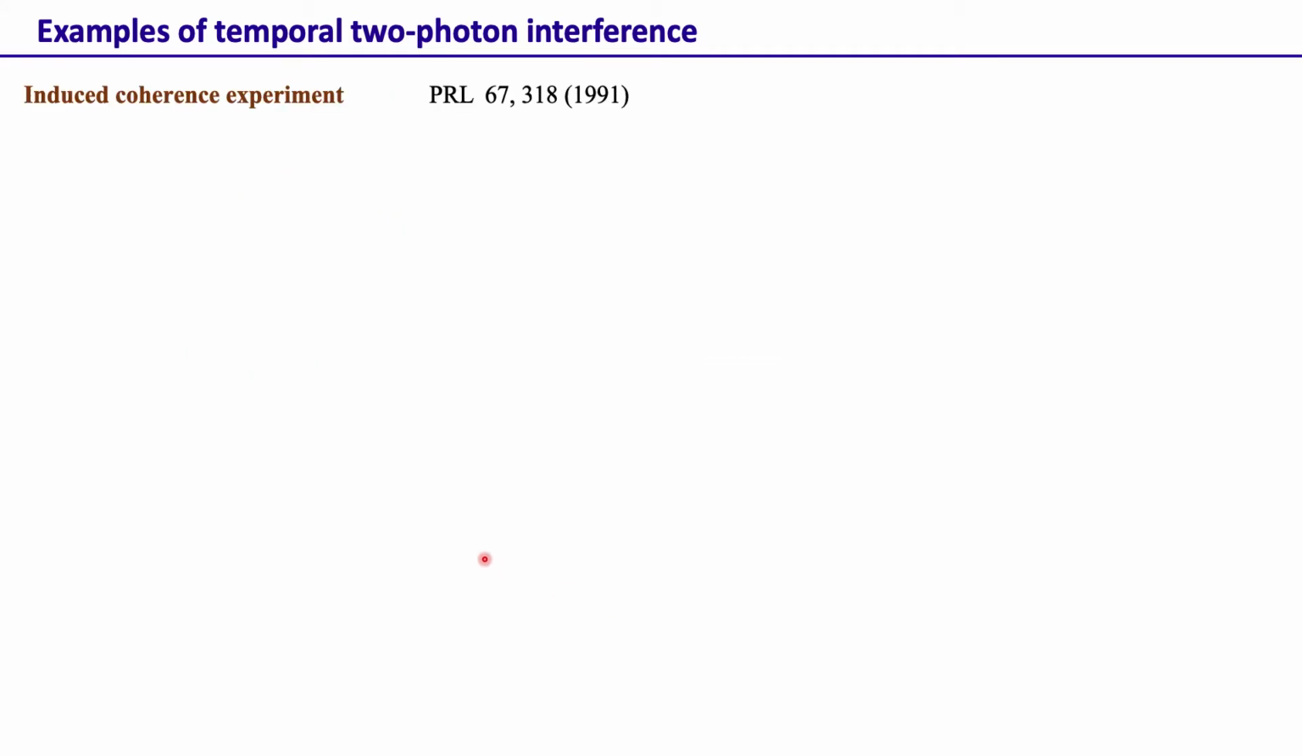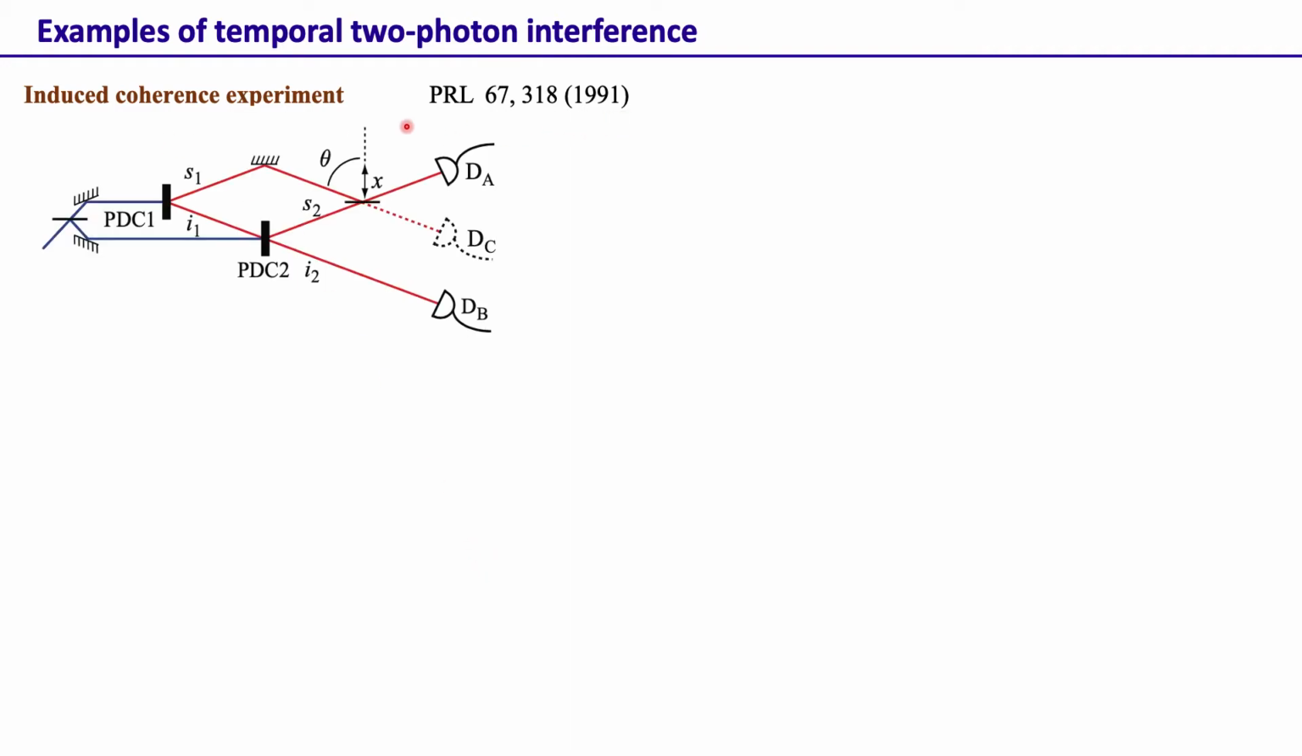Okay, so let's look at one more experiment. This was even more mind-boggling. This was in 1991. It's called the induced coherence experiment. In this experiment, there was a laser. That laser is split into two. There are two different down conversion crystals, so the photon can get down converted in either. I mean, a pump photon starting from here can either go this way or go that way.